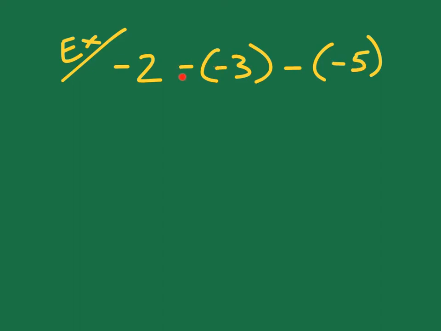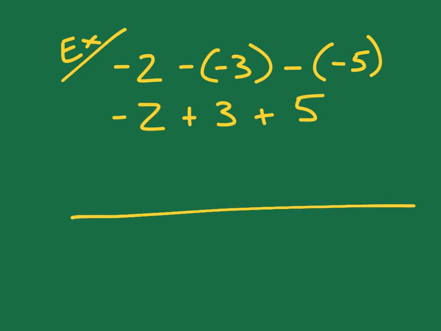On my final example, I've got -2 minus -3 minus -5. So remember, when you're subtracting a negative, so I've got that here and here, I'm going to change those to positives. So I'm going to do -2 plus 3 plus 5. Okay, and if you're really good at this and you can do this in your head, and you don't need to use a number line, that's fine, but I'm going to use a number line to show you how I'm doing this.